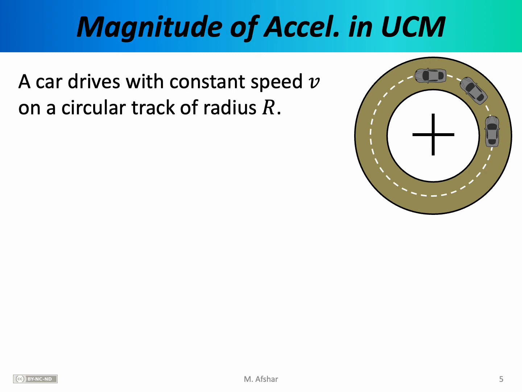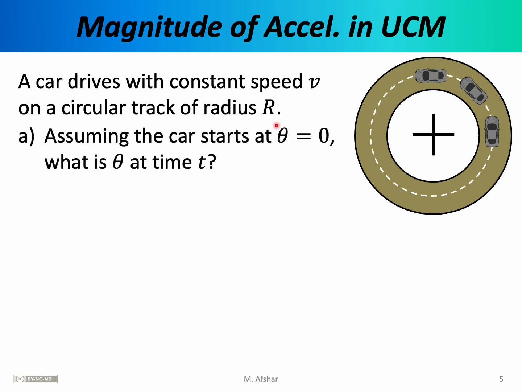To have a concrete example in mind, imagine a car driving with a constant speed v on a circular track of radius r. You can imagine that v and r are known or given values. To begin with, assuming the car starts at theta equals 0, what is theta at time t? In other words, we'd like to know the angular position of the car at any given time, so that we may figure out its angular position at, for example, 17 seconds or 25 seconds.